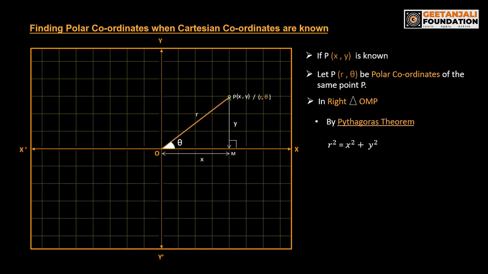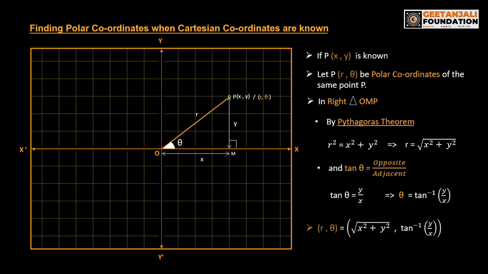So r square is equal to x square plus y square. Let's take the square root of both sides. So r is equal to root of x square plus y square. If we substitute values of x and y here, we will be able to get the value of r. Now tan theta is equal to opposite upon adjacent. So we can write tan theta is equal to y upon x in this triangle. So we can write theta is equal to tan inverse y upon x. So you can see we could find both r and theta when we knew the values of x and y.